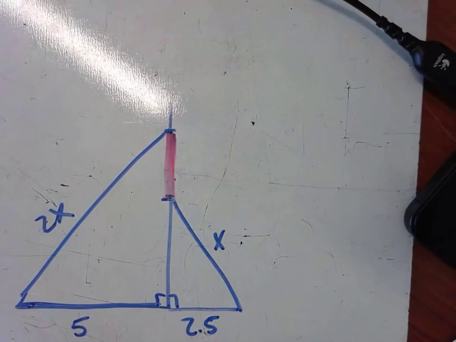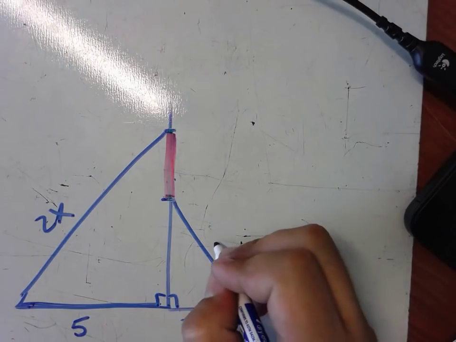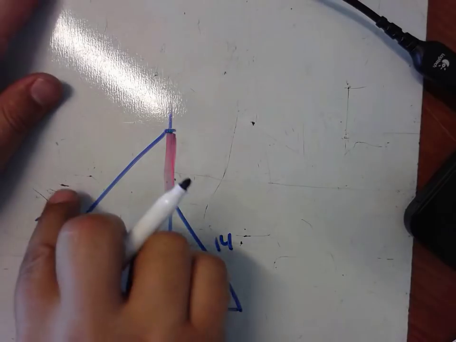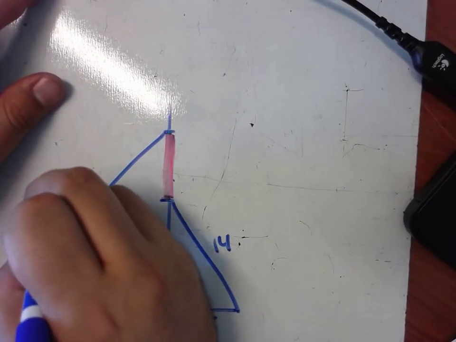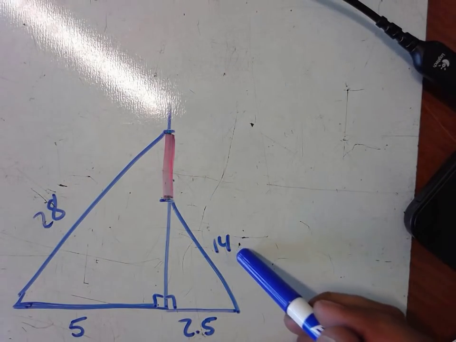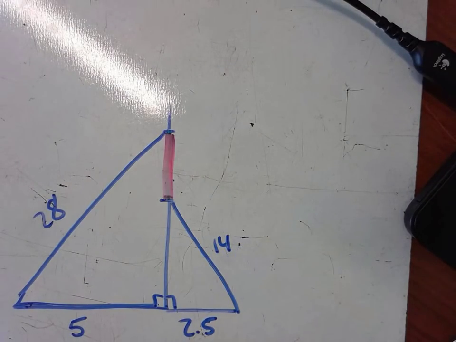Alright. Let's say this is 14. If that's 14, this side has to be 2 times 14, or 28. There's actually a missing number. You're actually given this number. I didn't give it to you in the review. I apologize. There it is.